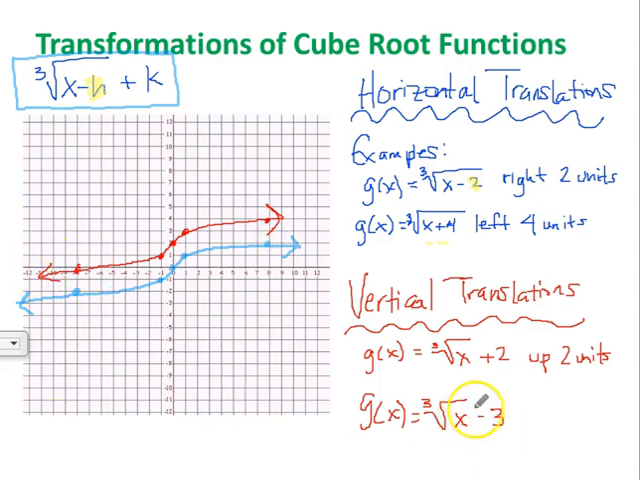Now the next one, if I have minus 3, that's not underneath my cube root sign of the cube root of x, that means we're just going down 3 units. So I would take each point and move it down 3 units. That would be a vertical translation. And you're going to find these transformations have a lot of similarities as we work through Unit 8.